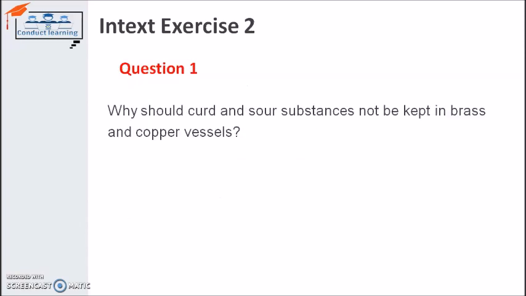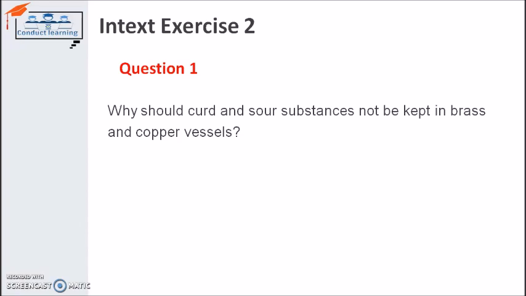Another question. Why should curd and sour substances not be kept in brass and copper vessels? Curd and sour things contain natural acids. When they are kept in brass and copper vessels, which are nothing but metals, the acid starts reacting with them. And you understand that when acid reacts with metal, it forms hydrogen gas. And that hydrogen gas is harmful for us.